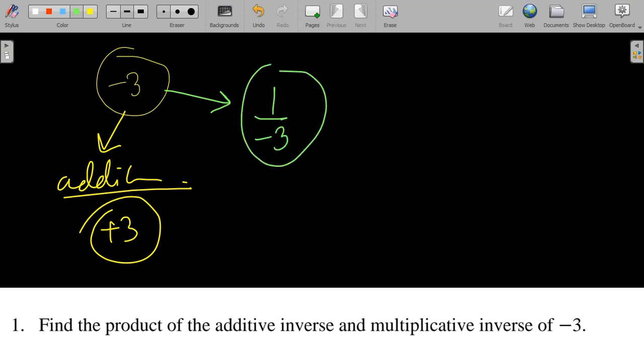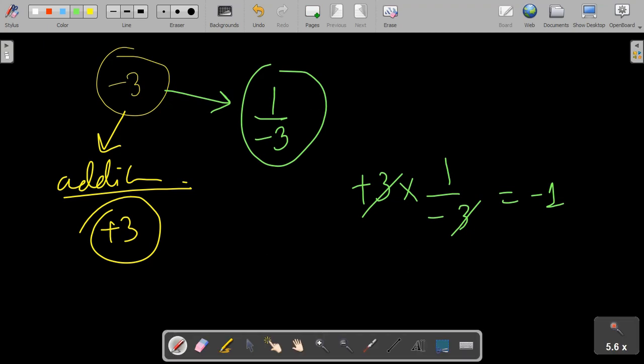Now they have asked the product of these two numbers. If you do the product of +3 into 1 by -3, you will see that the 3 will be cancelled out and the answer will be -1. So here you will be awarded 2 marks if you have got this answer. Moving to the next question.